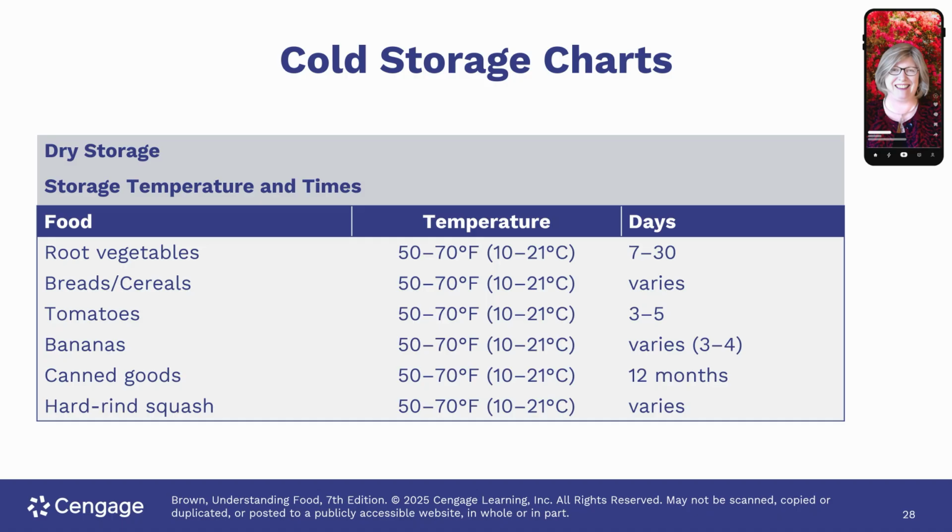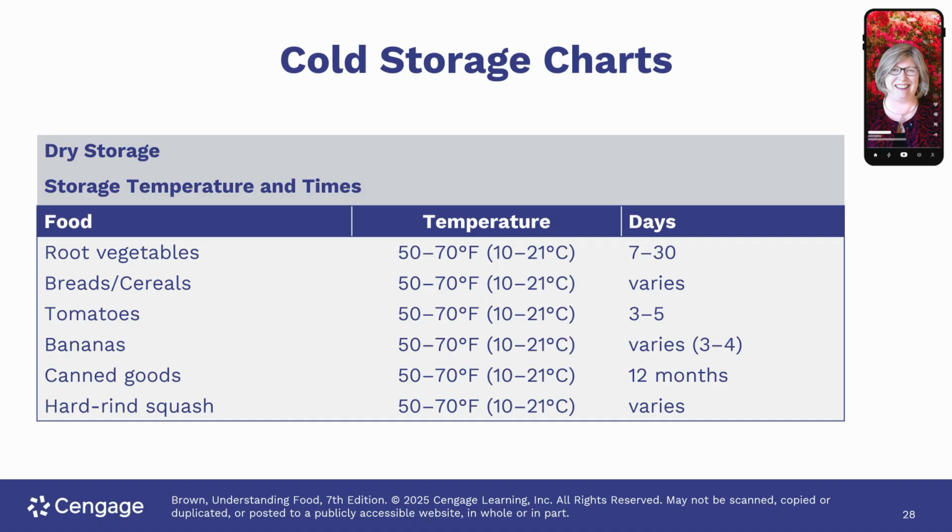Now we're talking about dry storage. Between 50 and 70 degrees Fahrenheit, so that's a cool storage area, depending on how cool the area is. Root vegetables will last anywhere from 7 to 30 days, and you just have to observe them to see signs of decay.